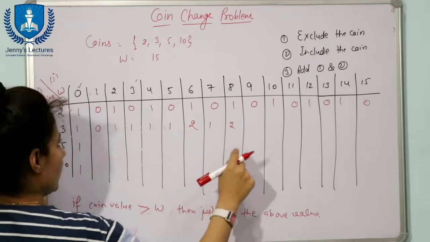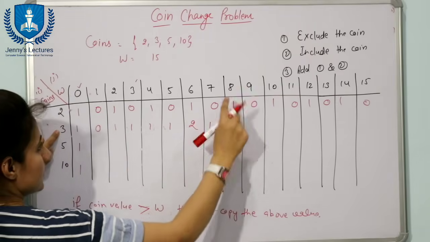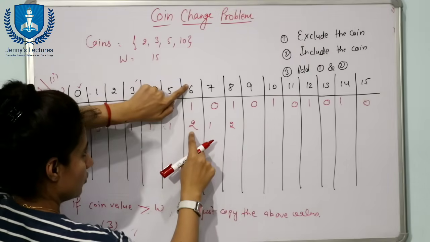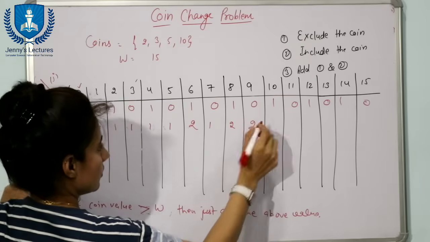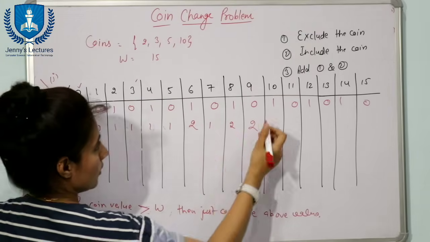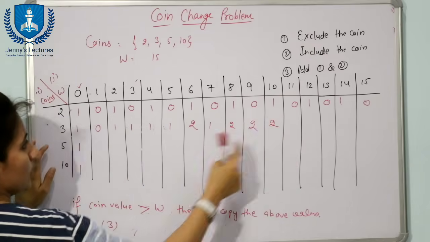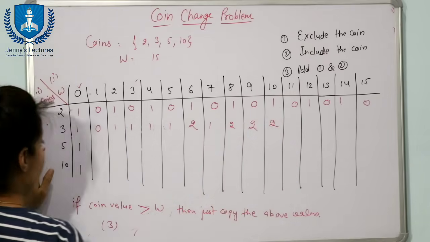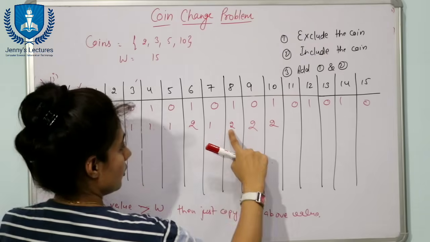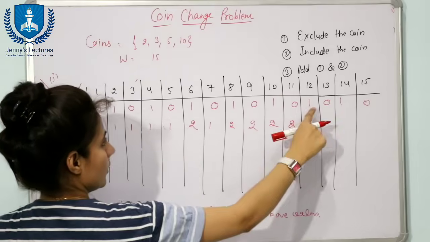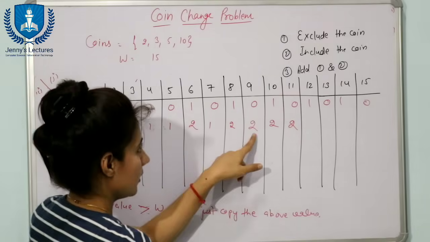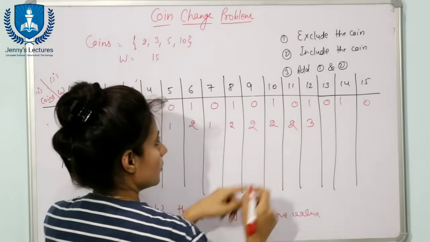Now here 0 plus 9 minus 3 is 6. In this row, go to the column having sum 6. 0 plus 2 is 2. Here 1 plus 10 minus 3, 7. 1. 1 plus 1 is 2. Here 0 plus 11 minus 3, that is we have 8. 2 plus 0, that is 2. 1 plus 12 minus 3, we have what? 9. So 2 plus 1 is 3.